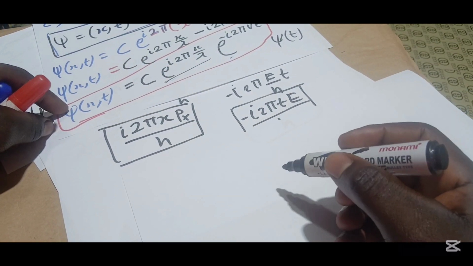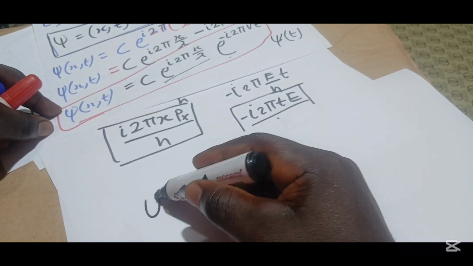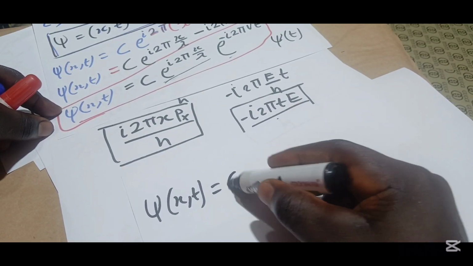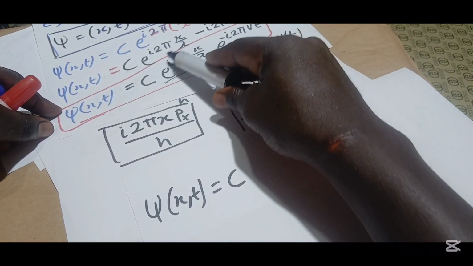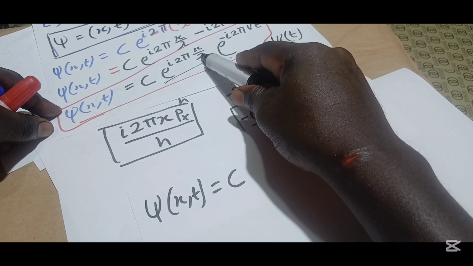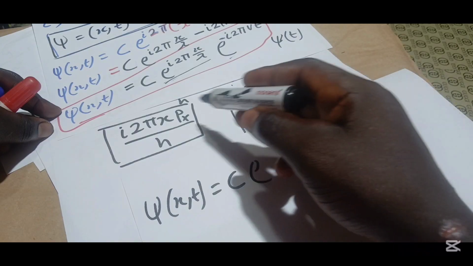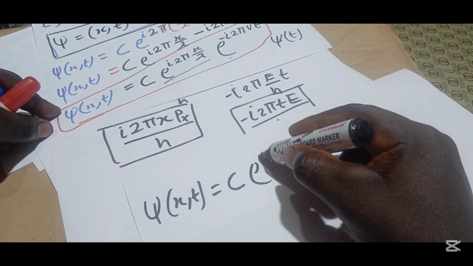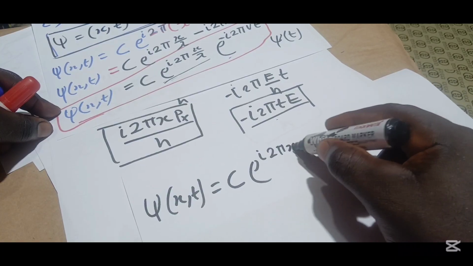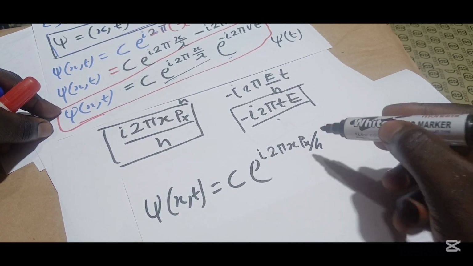Now we are going to write the wave function psi of x, t to be C. So now we know this whole term here after substituting the value of lambda. This is what we got. So we are going to write e to the power of all of this, minus i 2 pi x p_x all over h here.